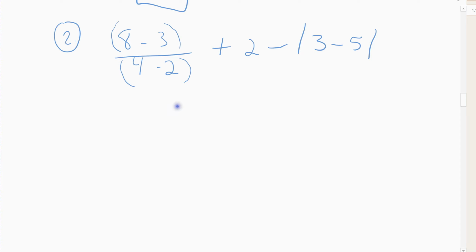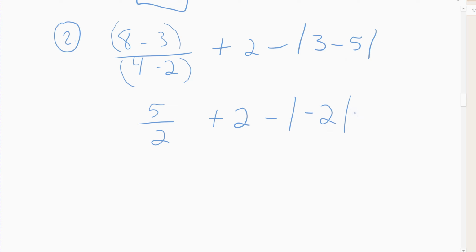So I'm going to take care of each one of those 3 groups in my next step. So 8 minus 3 would give me 5. 4 minus 2 would give me 2. I didn't do anything to the plus 2. It stayed. Minus absolute value. I haven't taken care of the absolute value. I'm just taking care of the group inside. So 3 minus 5 is going to give me absolute value of negative 2.